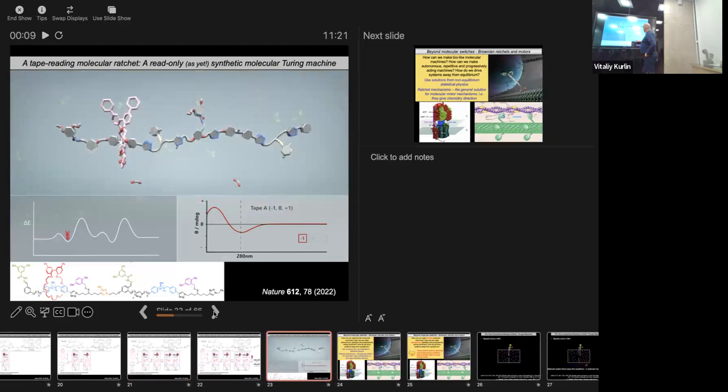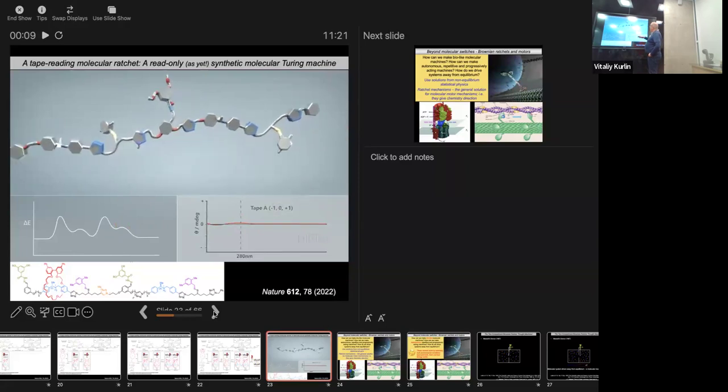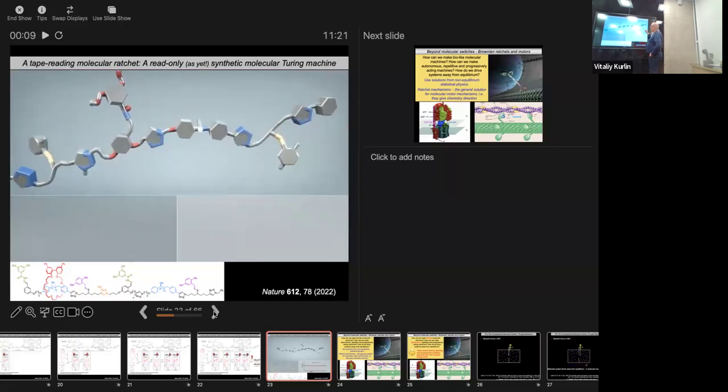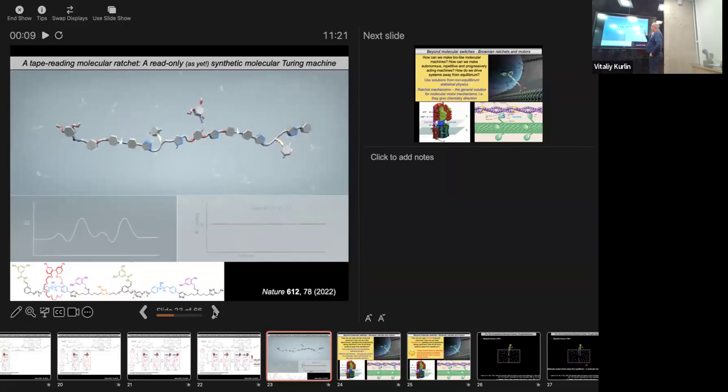And when it binds on the first one, you see a negative response at 280. So we say that that symbol is encoded -1. When it moves along there, the CD changes to 0. So we've read -1, 0. When it moves along to here, you can see that you have a positive CD response because of the chirality of that center, and then it comes on. So that tape was encoded -1, 0, +1, and it's just read automatically by the reading head.